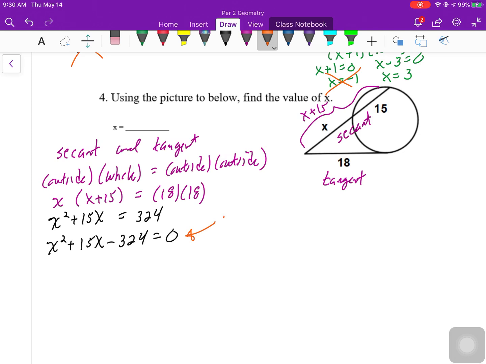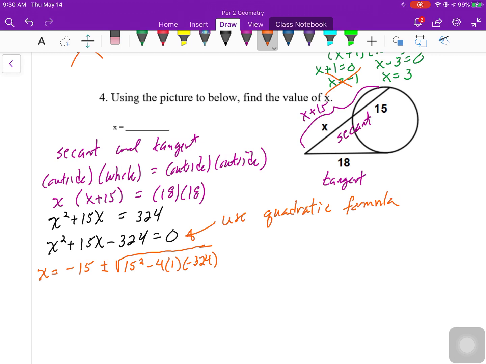Because the number is so large, 324, I'm not even going to try to factor. Instead, I'm going to use the quadratic formula. You will need to use the quadratic formula at times on your test because sometimes it won't even factor. So when we put it into the quadratic formula, we would have x equals negative b plus or minus the square root of b squared minus 4 times a times c, all of that divided by 2 times a.